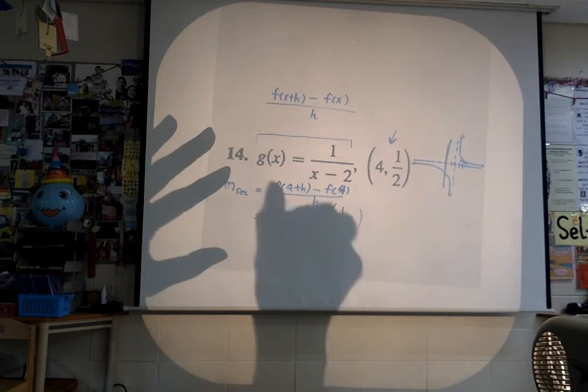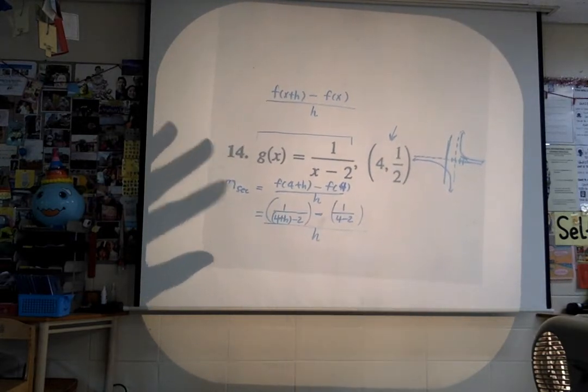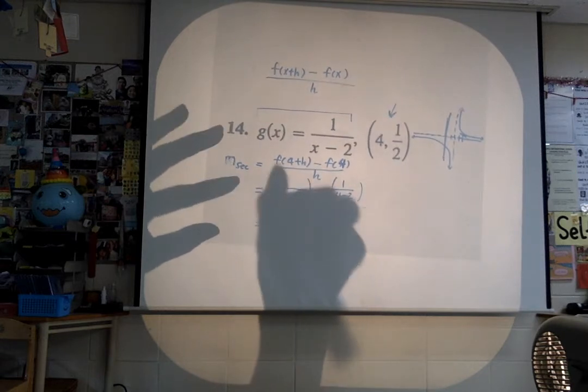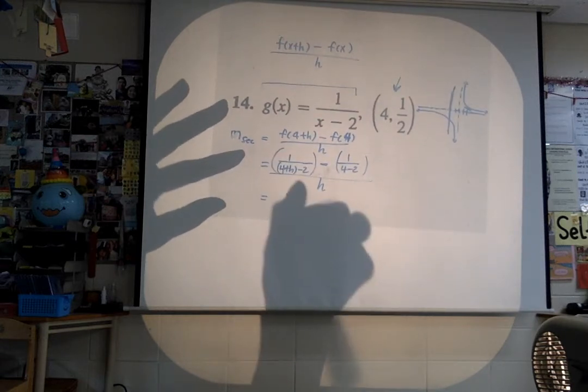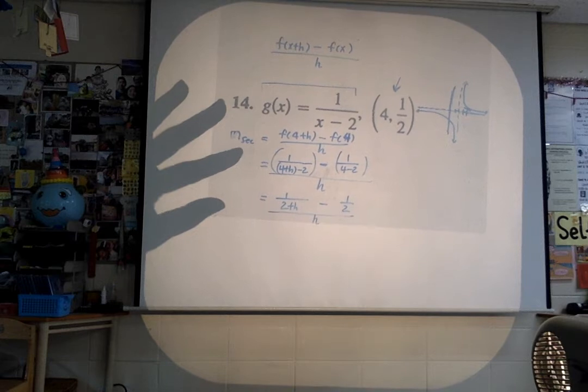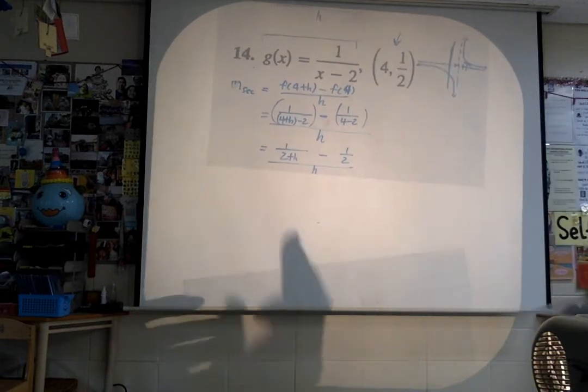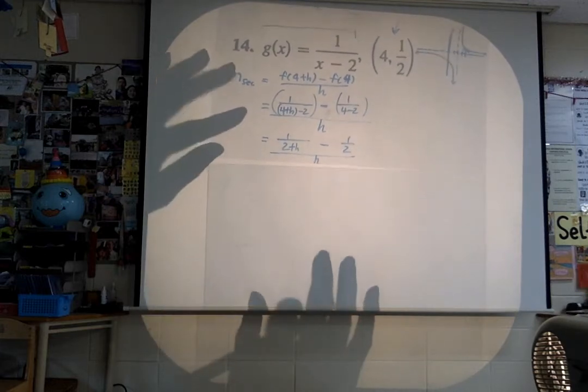Of course, you don't need to write any of this down if you do it in your head, as long as you don't make mistakes. All over h. All right, let's simplify this here. I get 1 over 2 plus h, minus 1 over 2, all over h. Are we good so far? Now try to finish. I'm sure you can probably finish this without me.